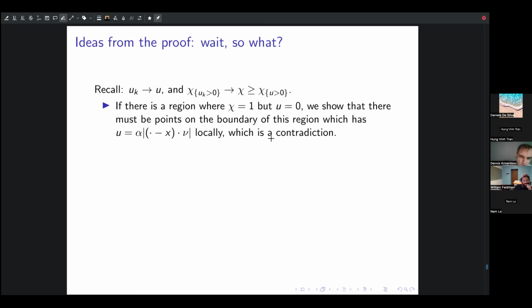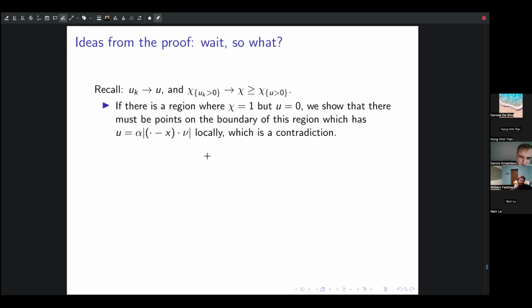So if there's a region where the limit of the positivity set is larger than the positivity set of the limit, then you look for points in the boundary of this region, which are like regular points, essentially. They're not regular points, but they're regular singular points. And because of the rectifiability and size estimate here, you're guaranteed to have some points like this.